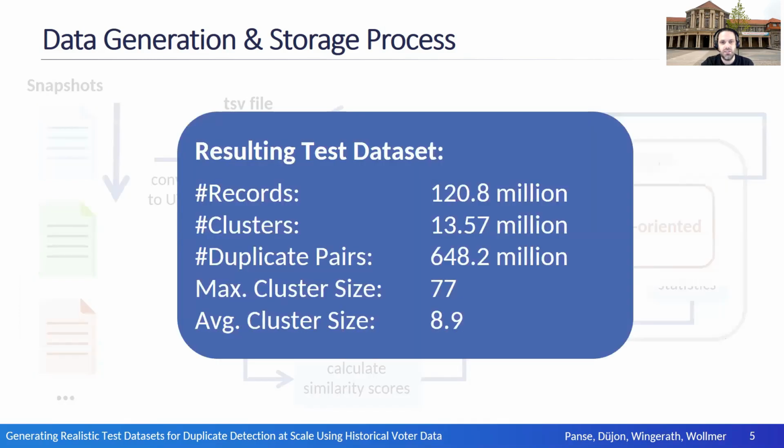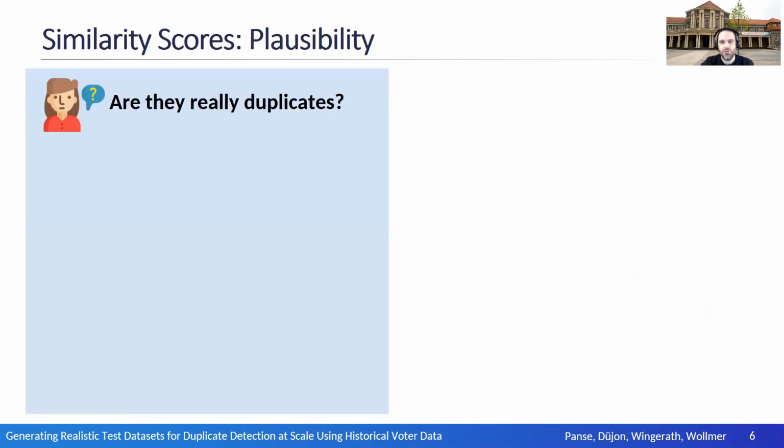The resulting dataset contains 120 million records, forming more than 30 million duplicate clusters and around 650 million duplicate pairs. Its largest cluster has 77 records, and its average cluster size is almost 9. An essential part of our study was the pre-calculation of similarity scores. Here we distinguish between two kinds of similarities.